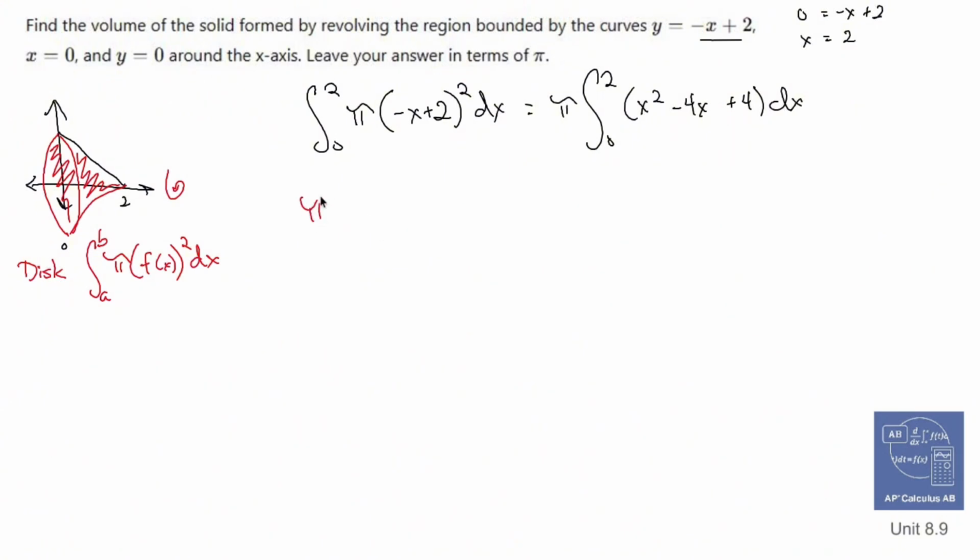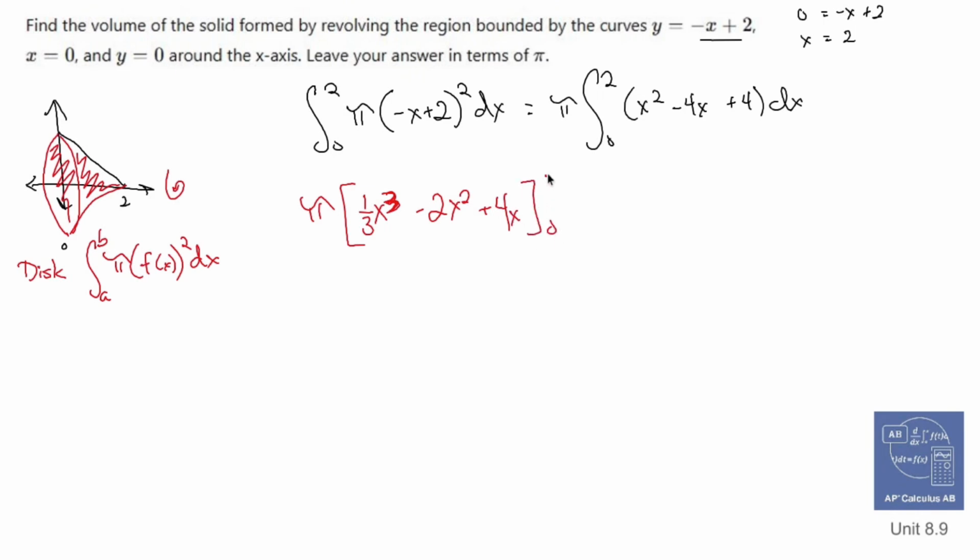Pi still lives out there. The integral of x squared is 1/3 x cubed. The integral of negative 4x is going to be negative 2x squared. And the integral of 4 is going to be 4x. Ooh, that was a close one.